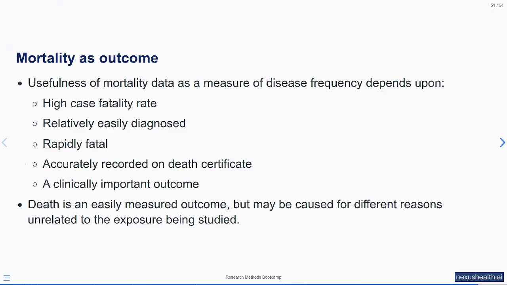We already mentioned mortality as an outcome. It's useful as a measure of disease frequency if there's a high case fatality rate. If it's relatively easily diagnosed, that's the case or disease in consideration, and if the disease is rapidly fatal. And then, of course, if it's accurately recorded on the death certificate, and if it's a clinically important outcome. So these are the circumstances under which we might consider mortality data to be a useful measure of disease frequency. Death is easily measured, but it can also be caused for different reasons unrelated to exposure being studied. So that needs to be borne in mind.